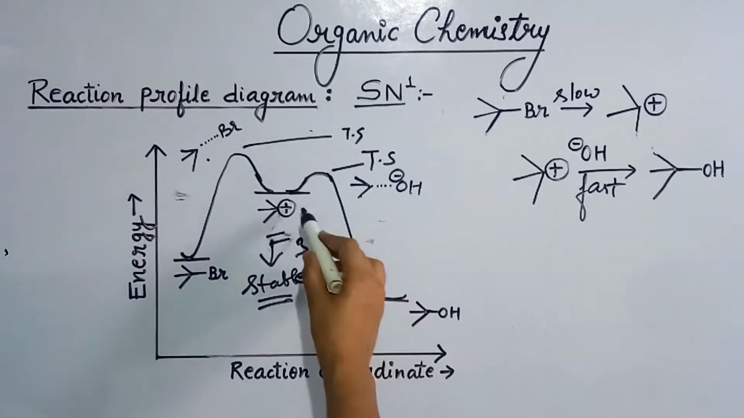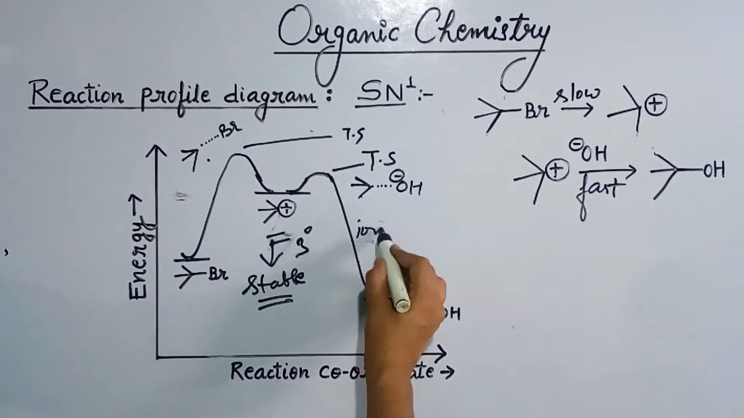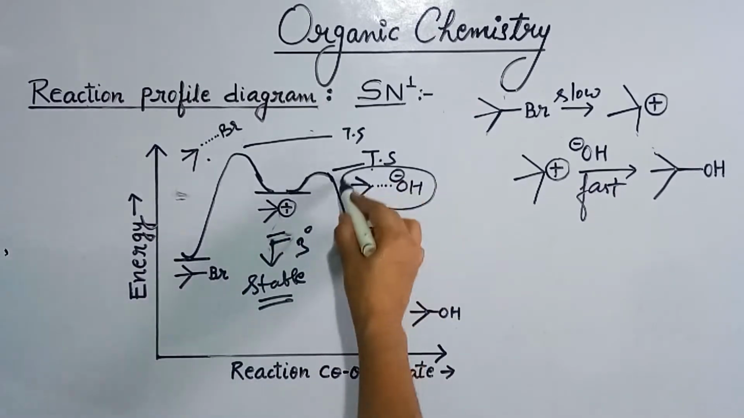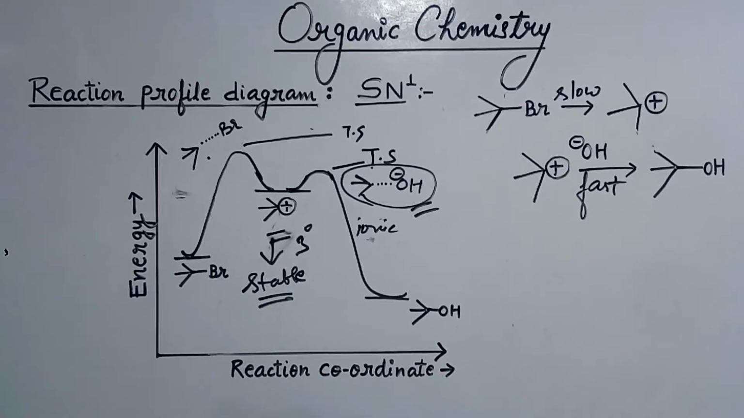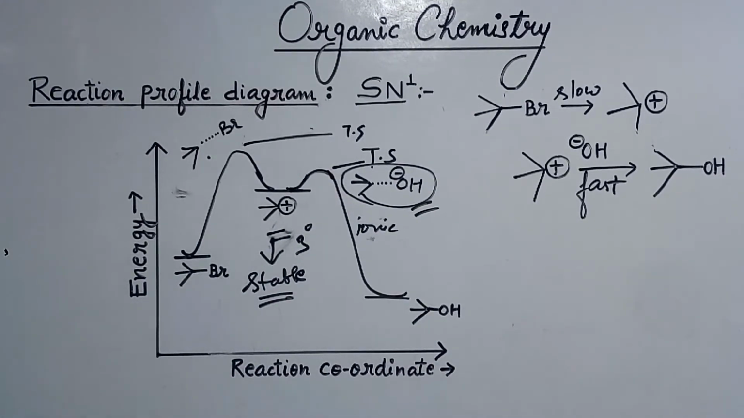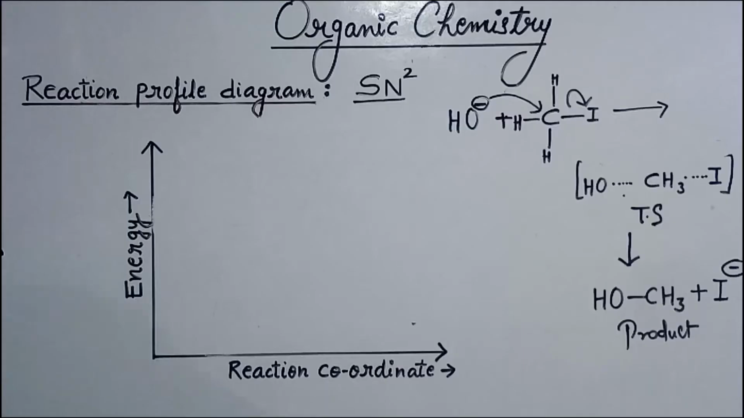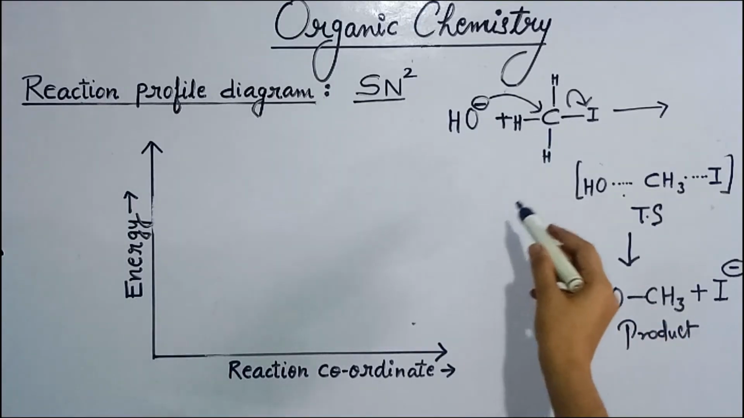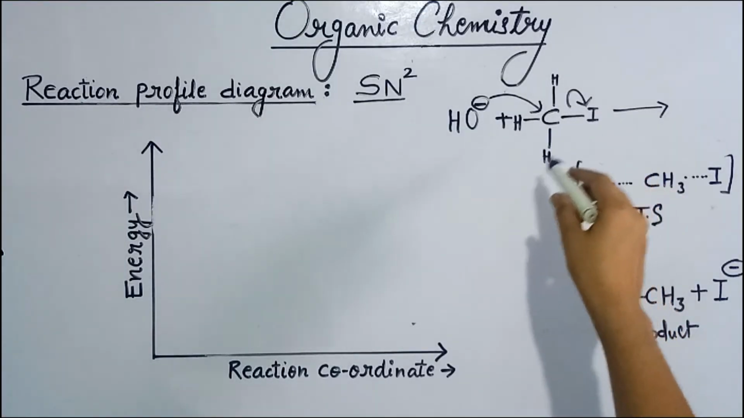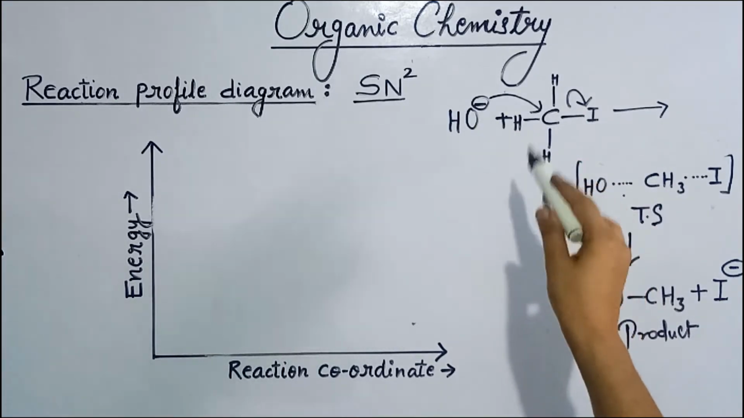Now you can see this is going to be ionic, so this bond will form at a very fast rate. So this was all about the reaction profile diagram of the SN1 reaction. Now let us move towards the SN2 reaction. Here is this SN2 reaction in which methyl iodide is there and hydroxide will attack it from the backside.